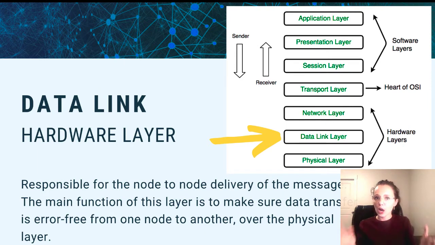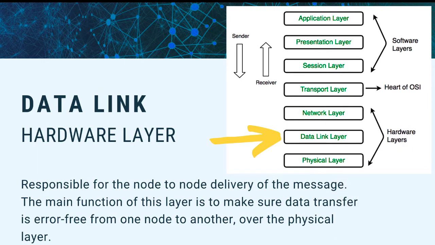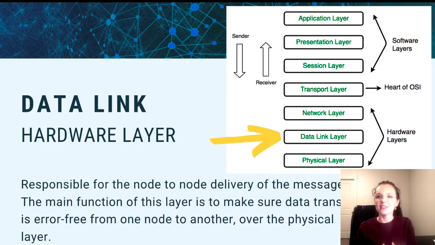Data link, this is another hardware layer. So this is responsible for node-to-node delivery of the message. The main function of this layer is to make sure that the data transfer is error-free from one node to another over physical layers. So the data link layer is very important. It's similar to the network layer, except that the data link layer facilitates data transfer between two devices on the same network. Okay, so if you have a LAN, this data link layer is what's going to be dealing with those transmissions of data. And it's going to be dealing with the routing and how it is going to get to the right computer, the same as with the network layer.